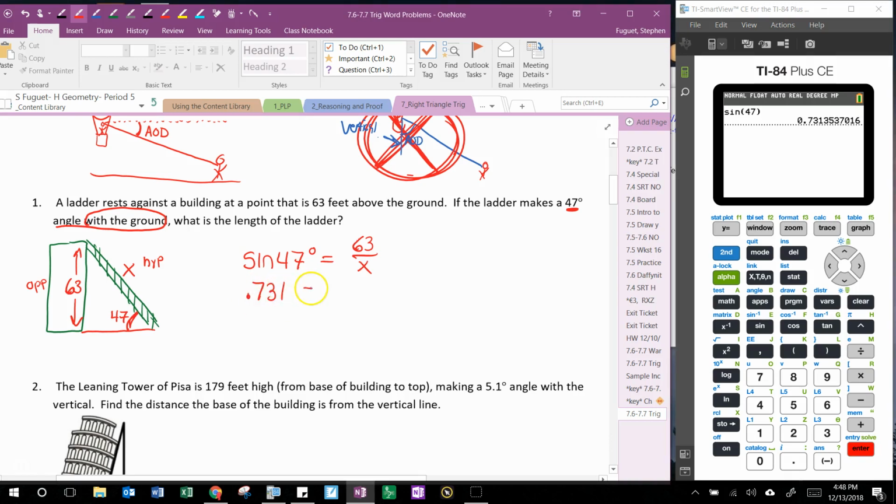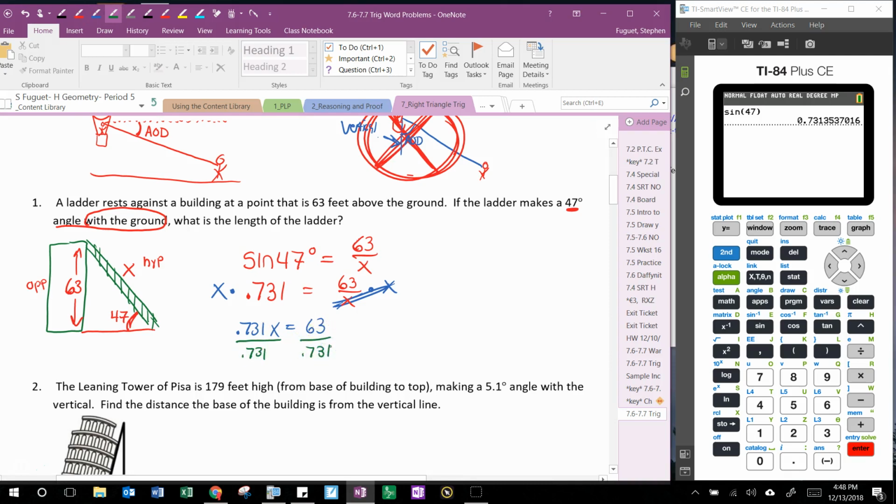So 3 decimal places is always a safe way to go, although keep the value in your calculator, because you can use it later on. Whenever you solve an equation here, you always want to get rid of the fraction. In this case, since the x is in the denominator, I'm going to multiply both sides by x to eliminate that denominator. So now we're going to end up with 0.731x equals 63.